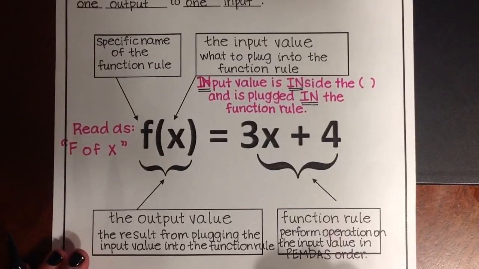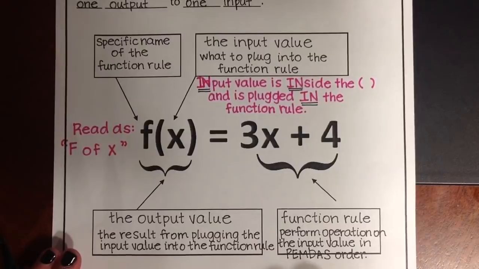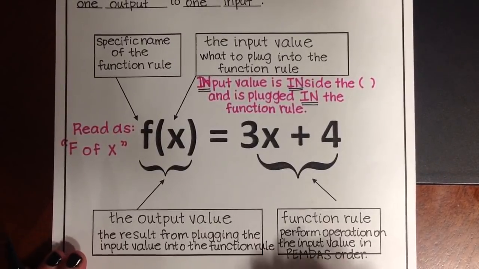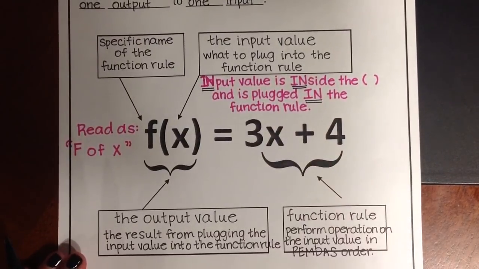It is the operations you will perform on the input value, but they have to be in PEMDAS order. And to get your output value from the function rule, you can use mental math, but you need to make sure it is correct, or you can use your calculator. But remember, we're going to learn how to do that on the back. So now let's look at some examples.